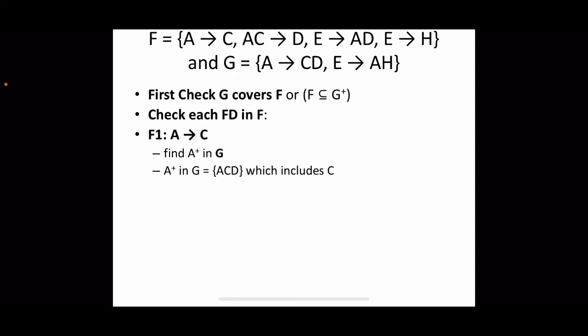Now let us take the second dependency, that is AC determines D. Okay, now we have to find the closure of AC with respect to G.